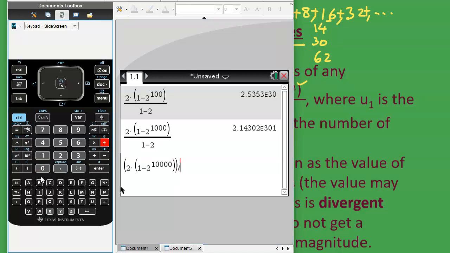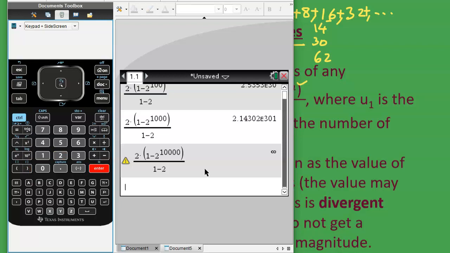Divided by 1 minus 2. What is the value? Oh, it has given infinity, meaning it is an enormously large positive number. So they have just represented that number as infinity because it is beyond the scope of this calculator.